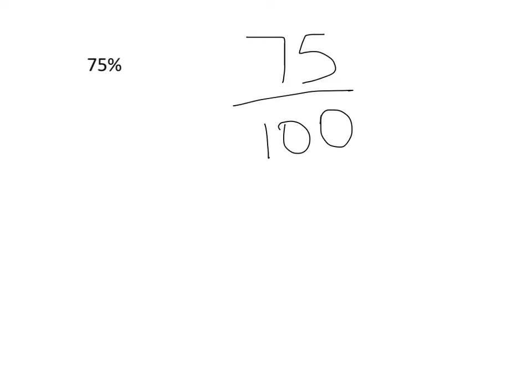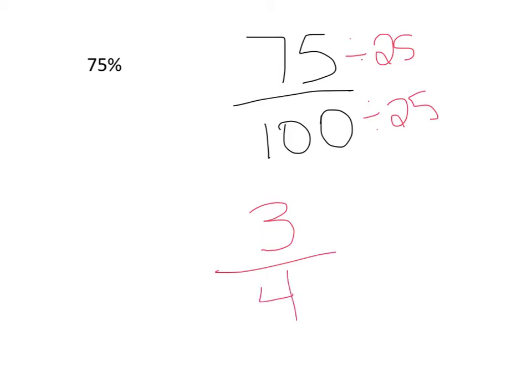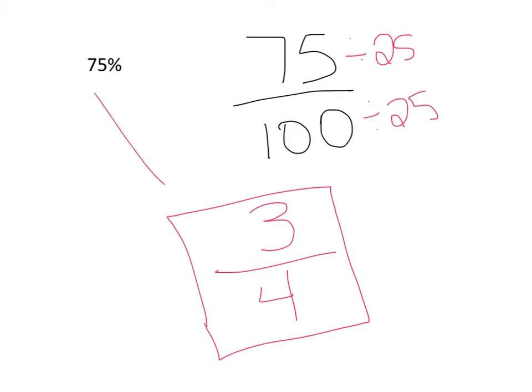So to do this, I need to find a number that goes both into 75 and 100. I know 25 can go into both 75 and 100. So when I do this, I divide both the top by 25 and the bottom by 25. 75 divided by 25 is 3, and 100 divided by 25 is 4. So my answer is 3/4 in simplest form. 75% equals 3/4.